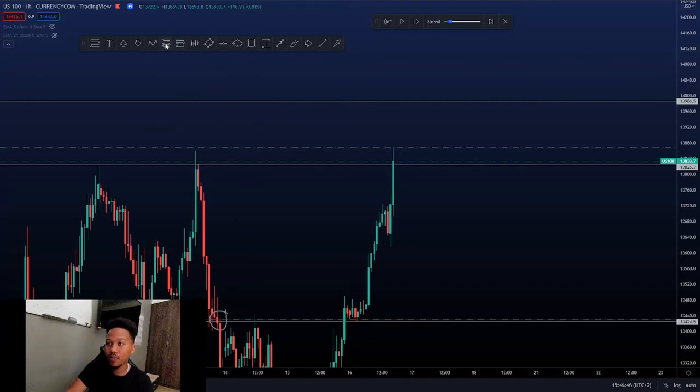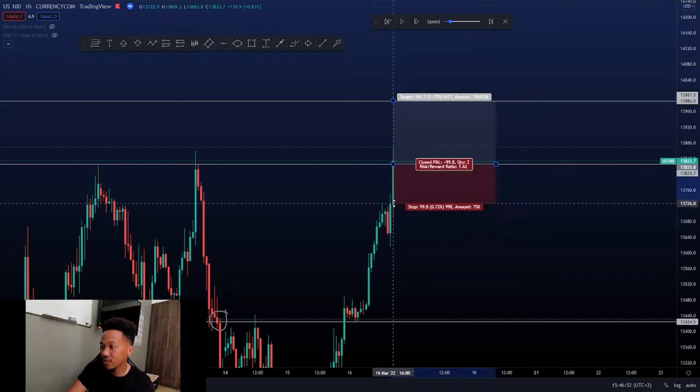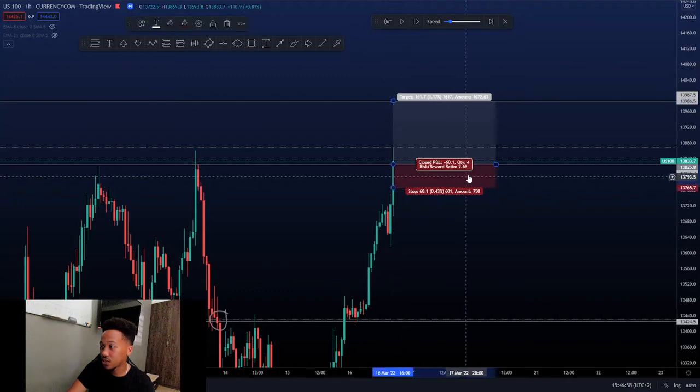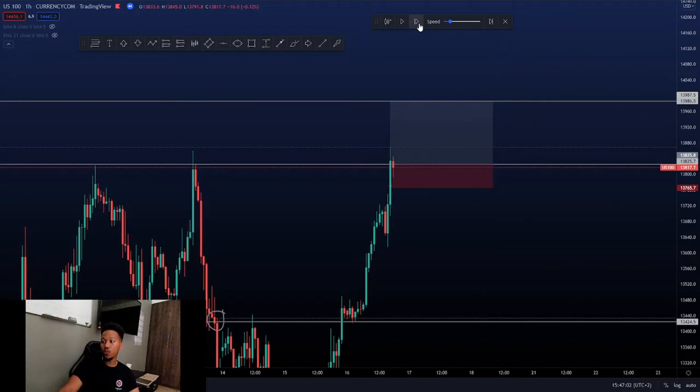Now, this is how your trade would have been looking. Boom. Now let's have nice breathing space, still making sure that our win to reward is still nice. 2.69. Cool. Boom.